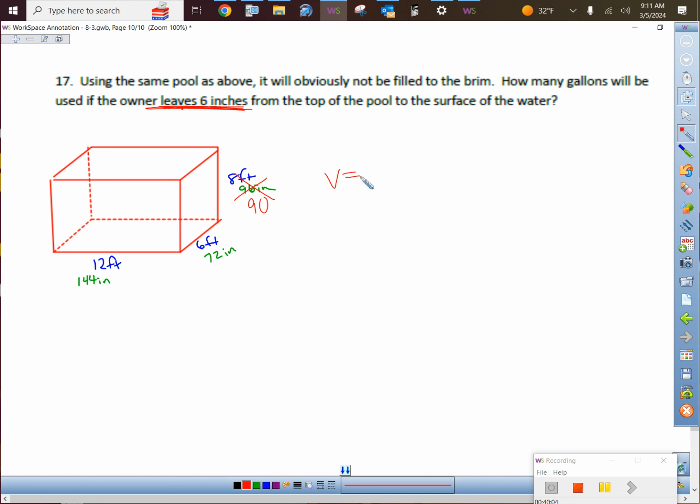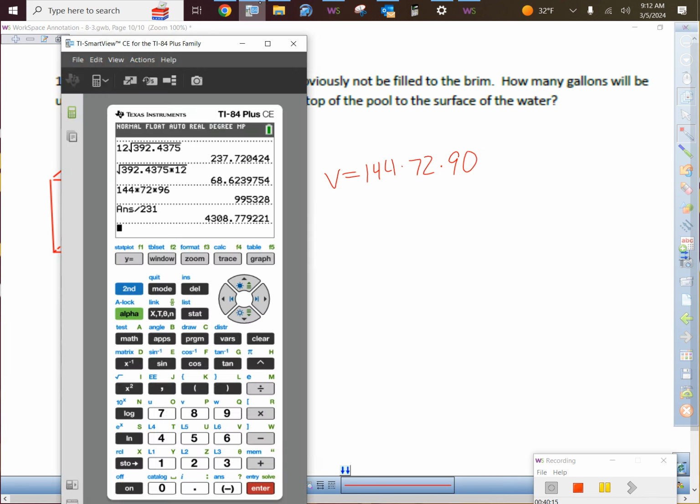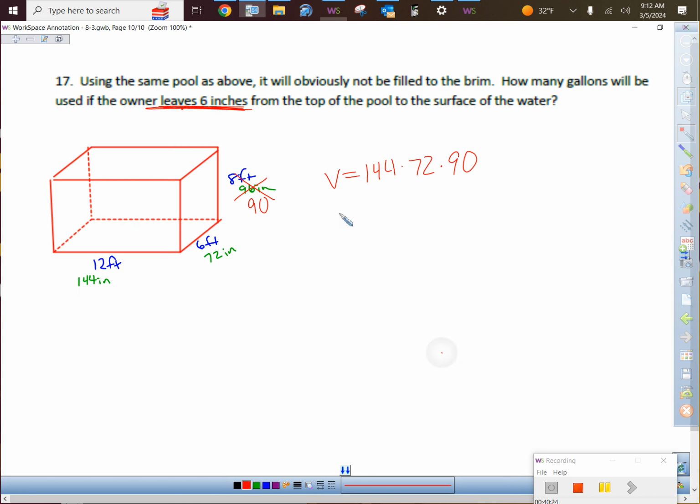Let's find the new volume of this guy. It is 144 times 72 times 90, because I don't want to fill the pool all the way up, dude. I'm going to leave 6 inches. So we'll punch that in. 144 times 72 times 90. And we'll get that big number of 933,120. 933,120.